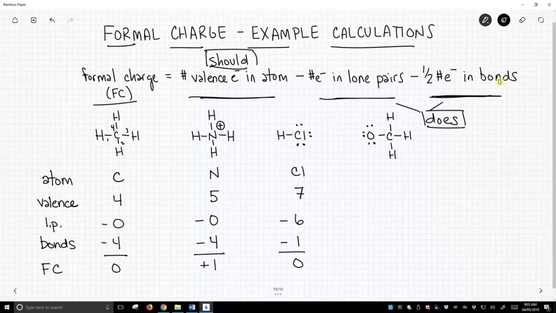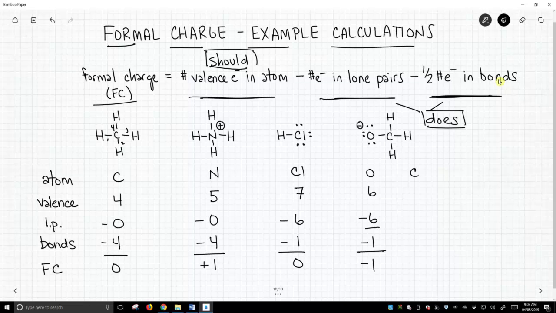Now, this last one has 2 atoms. The first is the oxygen. Oxygen has 6 electrons in its valence shell. It's group 6. It has 3 lone pairs. That's 6 total electrons. So minus 6. And oxygen has 1 bond. And 1 bond has 2 electrons. 1/2 of 2 is 1. So we subtract the 1. And what we get is 6, take away 6, take away 1 gives us a minus 1. So let's take this oxygen, give it a minus, and make sure we circle that charge.